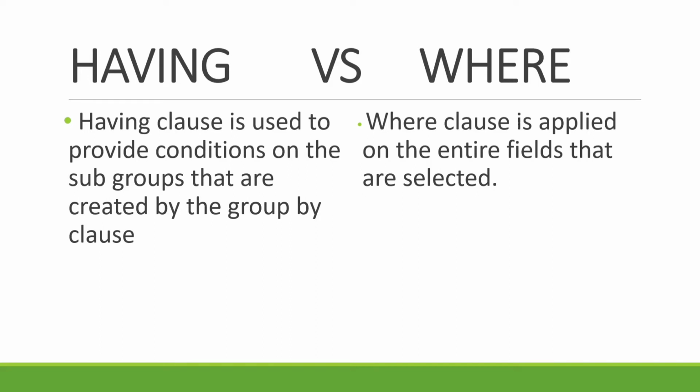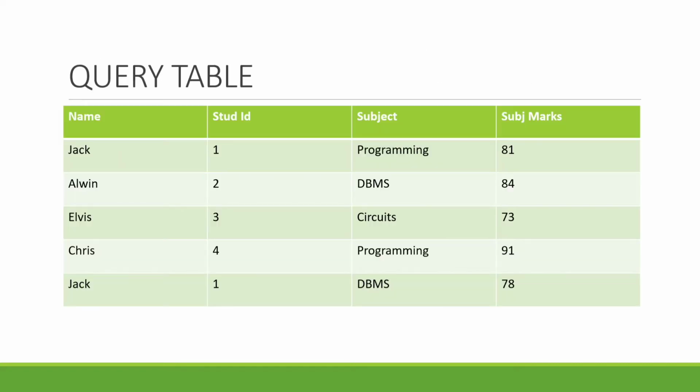So the HAVING clause is specifically used with the GROUP BY command, but the WHERE clause is used to apply conditions on the entire field that we are selecting. Now let's look at some queries related to GROUP BY and HAVING. This is the same table that we have been using in the entire video series. Again, just a brief recap: this has 4 columns for students who are enrolled in a college. The fields are name, student ID, subject and subject marks. And there are 5 records of different students.